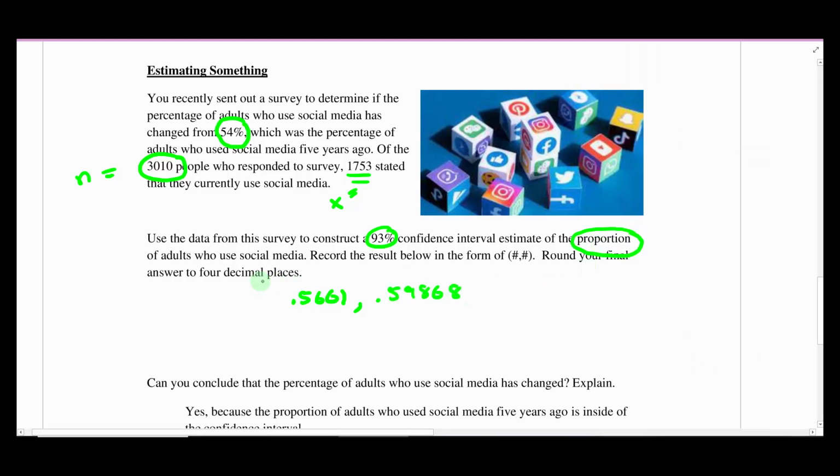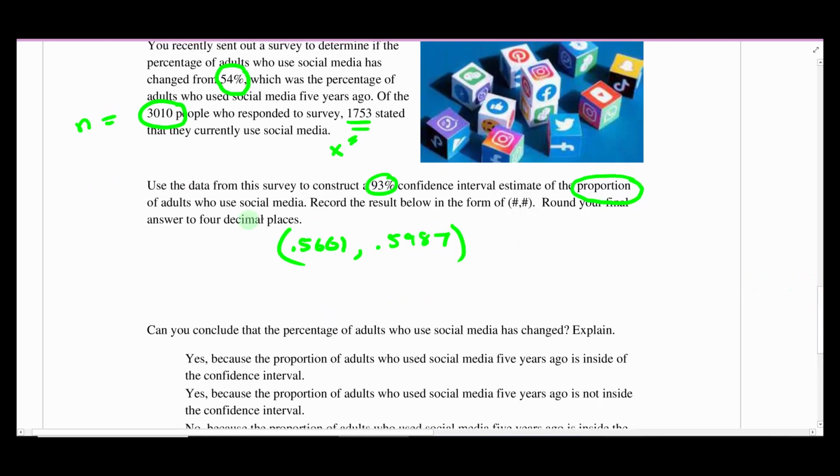And it says round your final answer to 4 decimal places. New problem, so this is going to be 0.5987. Okay, so there is our confidence interval. Right now, probably to you, these are just a couple of numbers, and you don't know what they mean, but those are the correct numbers because Mr. Weldon said so. Well, let's think about what this is telling us.